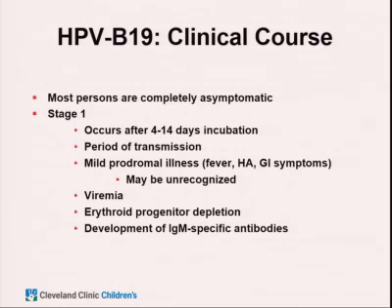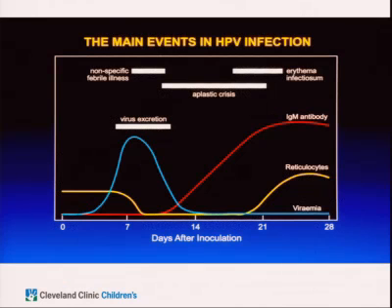There are 3 stages here. The first stage occurs 4 to 14 days after incubation. This is the period of transmittability. So this is usually during the prodrome before they've developed a rash. This is the period when they are contagious, and it may be unrecognized. They usually have mild symptoms, fever, headache, GI symptoms. They're viremic during this stage, and this is the stage where the virus infects the erythrocyte progenitor cells, and they develop IgM.